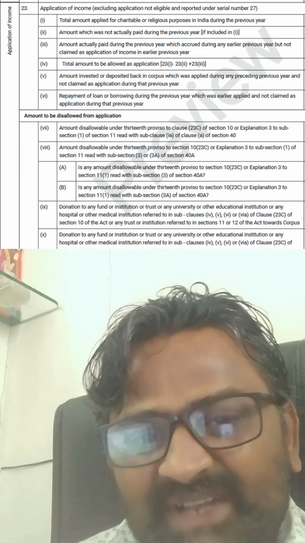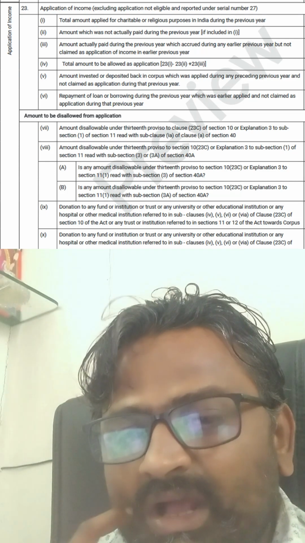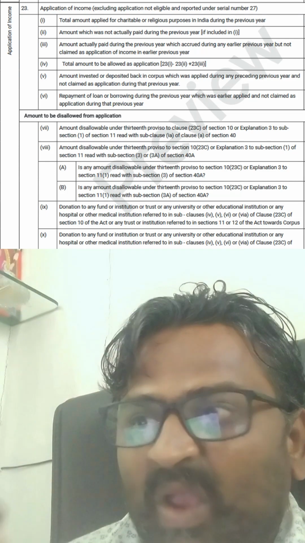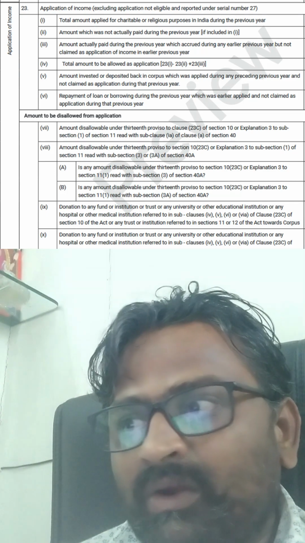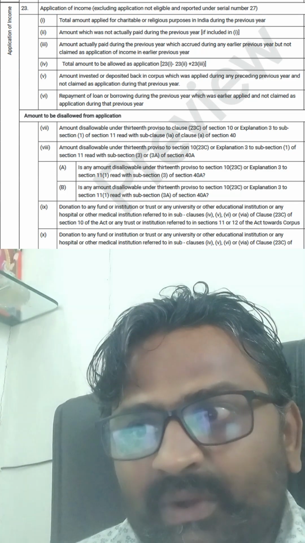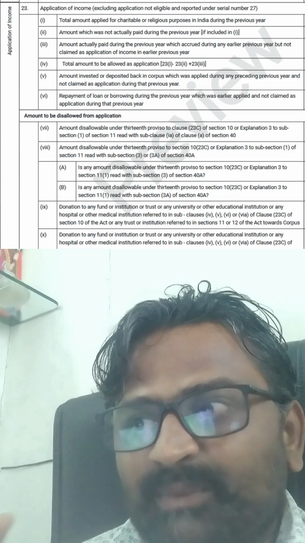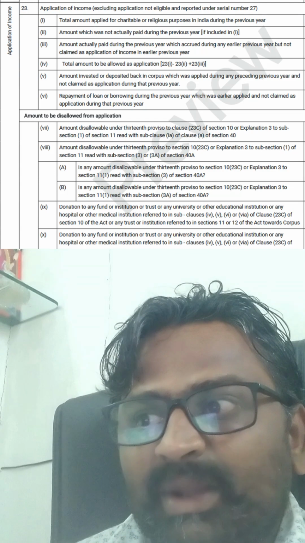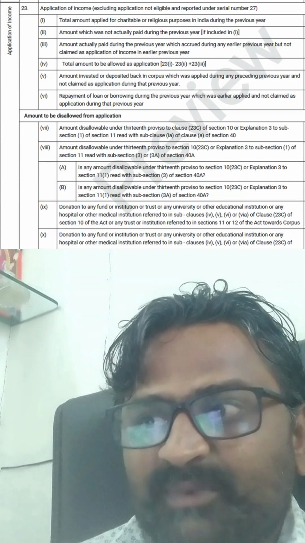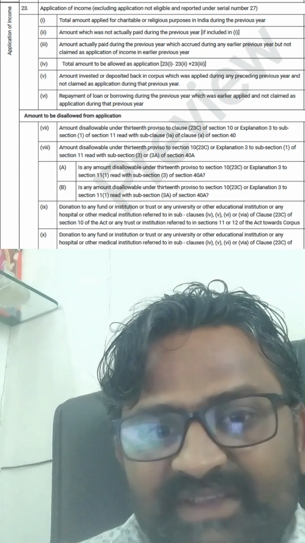Each and every section is very important. Each and every point is 100% important for reporting criteria. So read everything. There is a section called application of income. In application of income, you are supposed to put the total amount applied for charitable or religious purpose in India during the previous year.